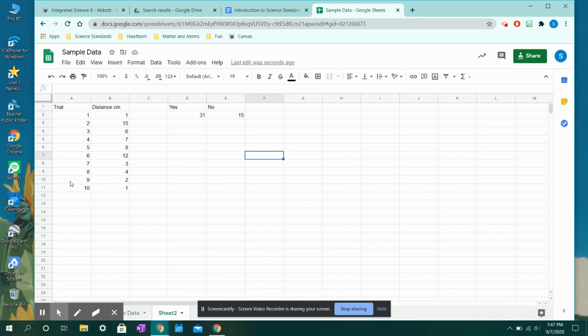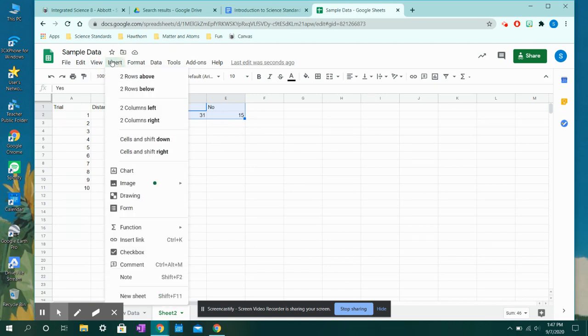Generally before a graph, you would put the data in some sort of order, but because this is just by trial, we don't really need to, because it's already in order. In this case, because we only have one answer for each side, either yes or no, we don't need to change how that looks at all. So I'm going to start with this because I feel it will be the easiest to make a graph out of. I want to insert a chart in Google Sheets.